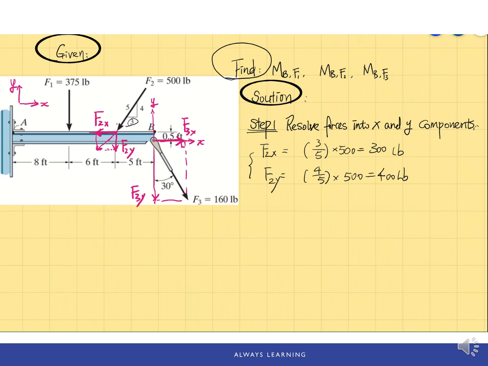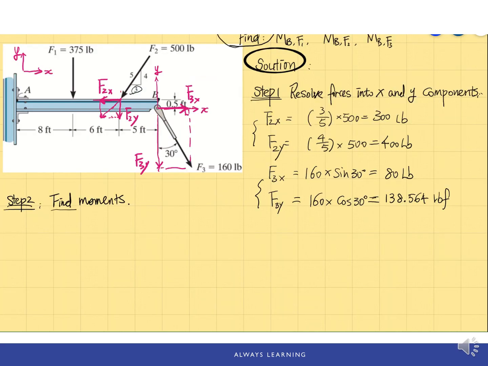And then we can write down the magnitudes of each force. F3x will be F3, 160 pound force, times sine 30 degrees, which will be 80 pound force. And F3y will give us 160 times cosine 30, which gives us 138.564 pound force.